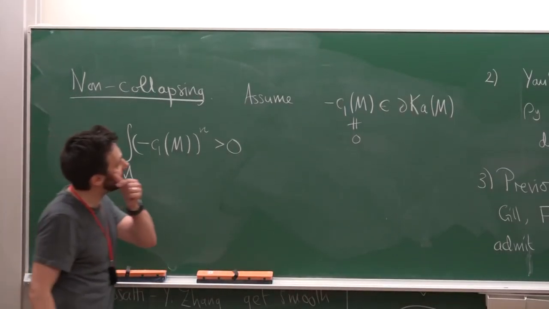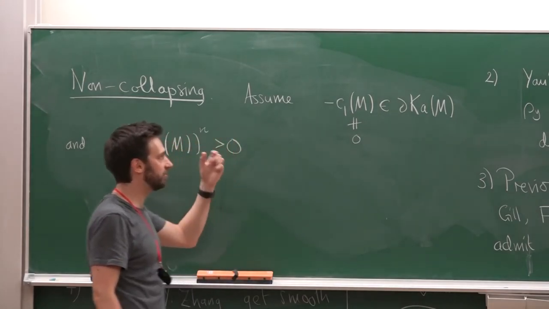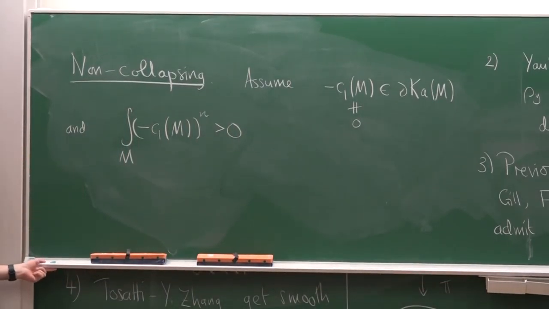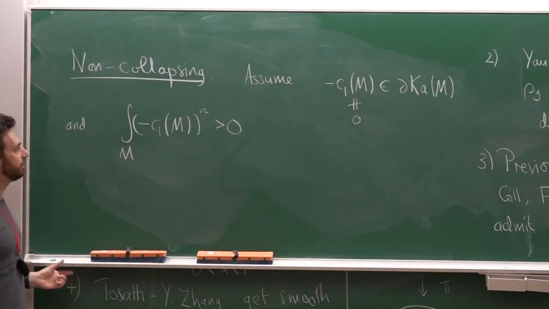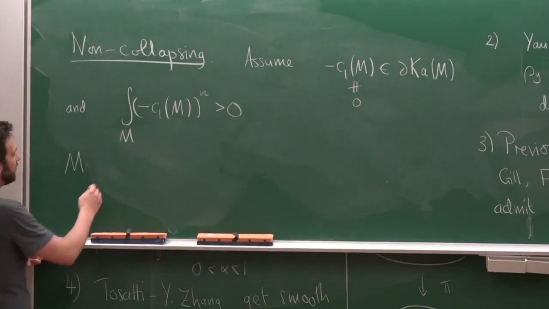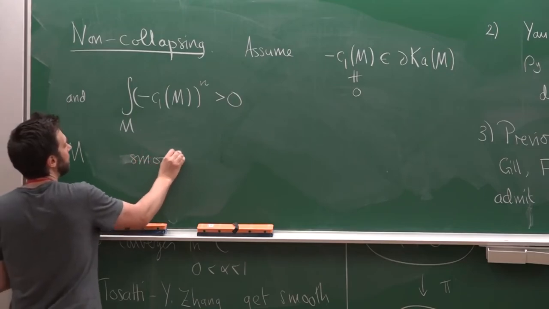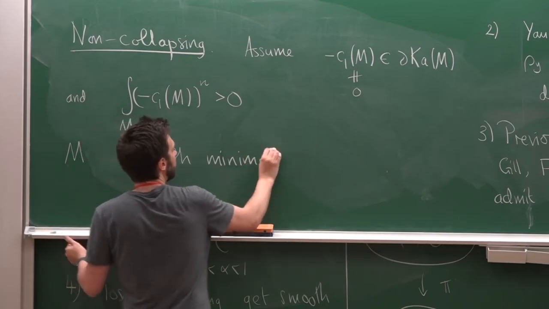Another way of saying this is that, when I say minus the first Chern class of M, you can also, of course, talk about the canonical class of M. It's the same thing. So this minus C1 of M is what we call big and nef. Another way of saying it, in algebraic geometry language, is that M is a smooth minimal model of general type.